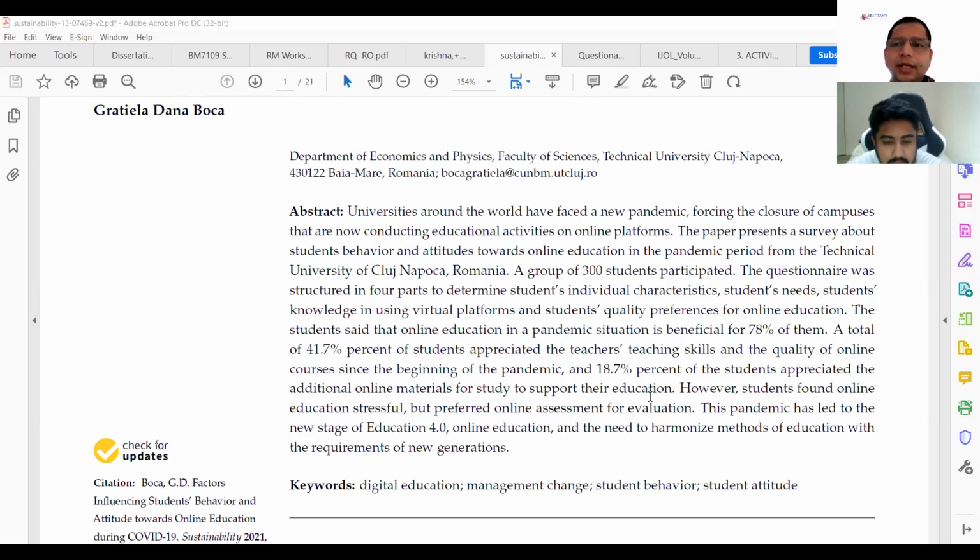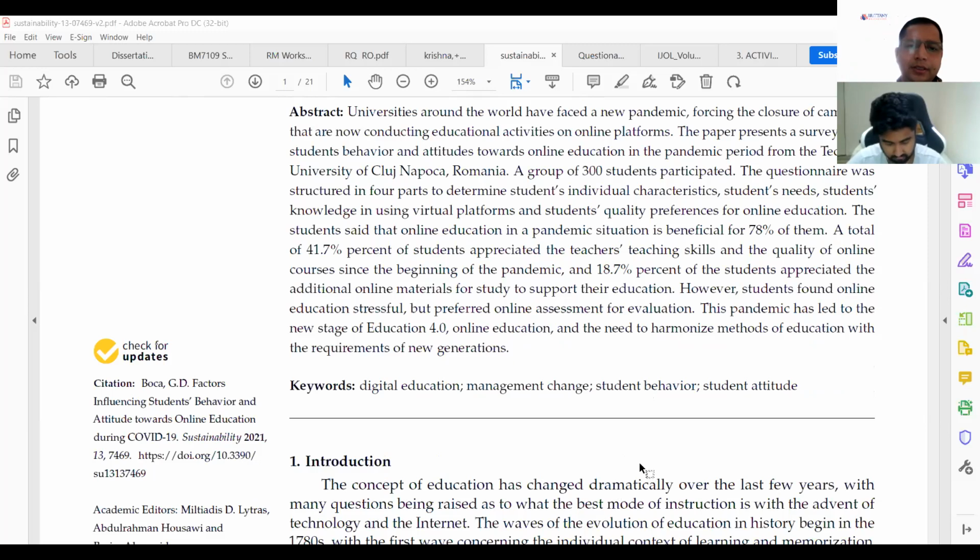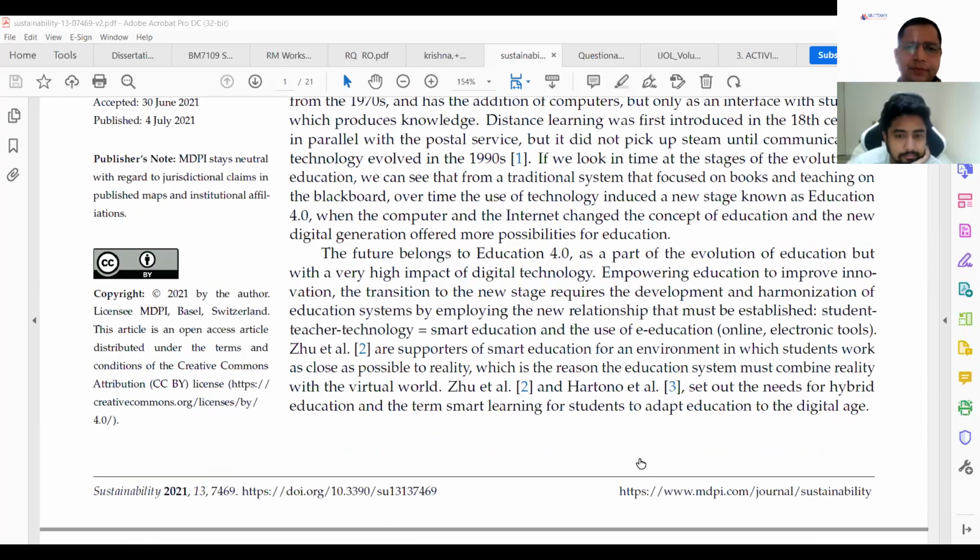So this is what the article is all about. Here they stated the objective and who the population is. Population means here a group of 300 students. The survey was done. Now come here to the introduction part.